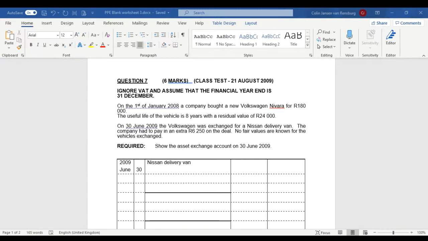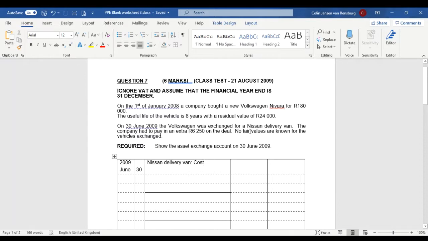Okay, so it'll contain the cost. So let us go and complete the name of that account. So we're going to type and we're going to say cost. Now the big question here is how are we going to determine the cost of this new Nissan delivery van? Now you must think back quite a few weeks.